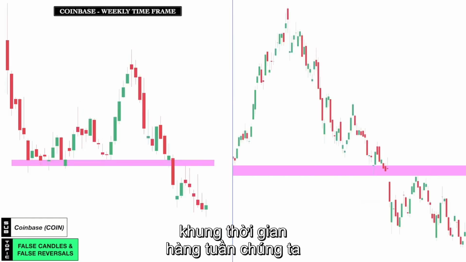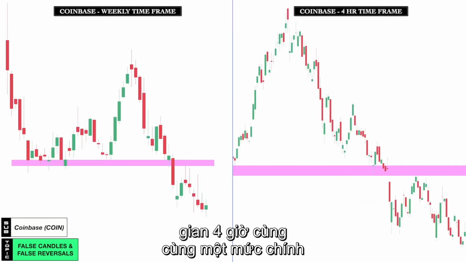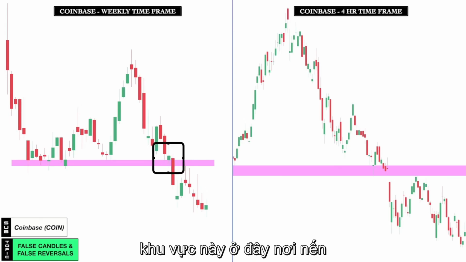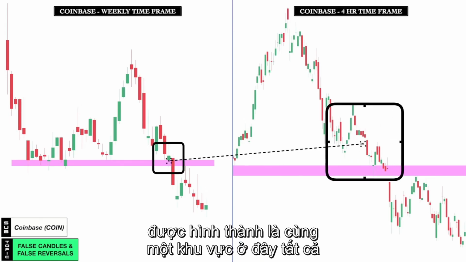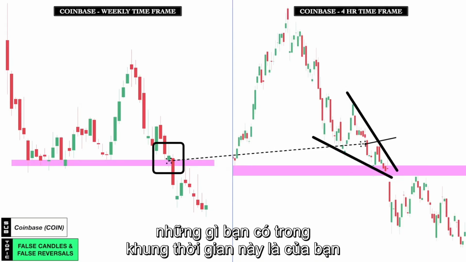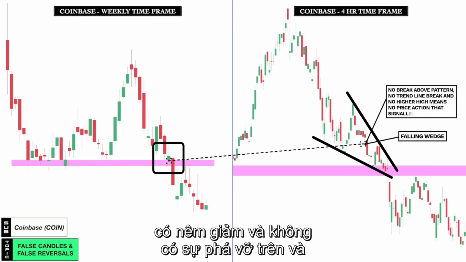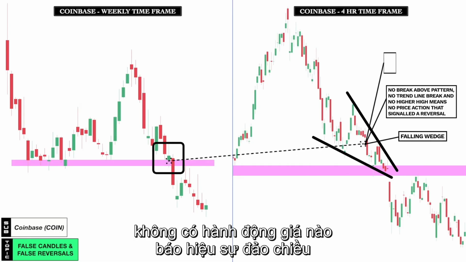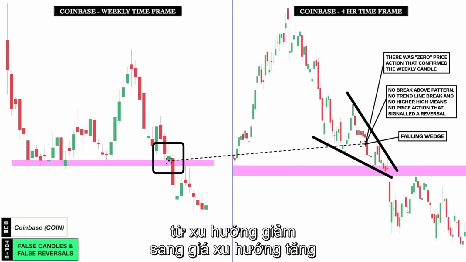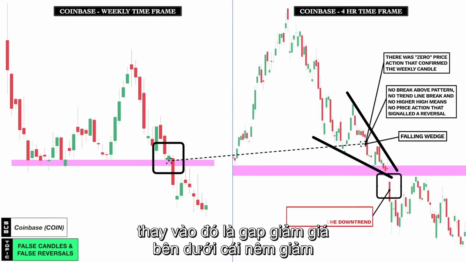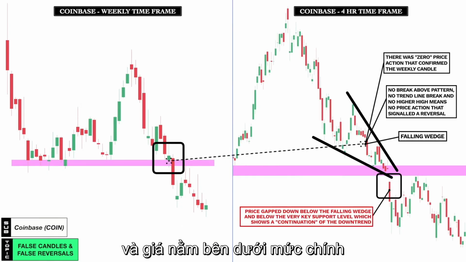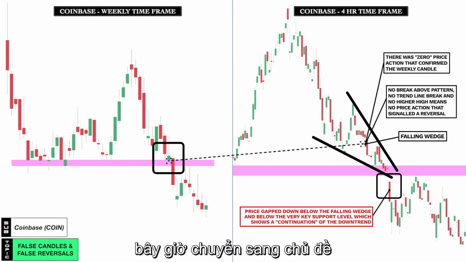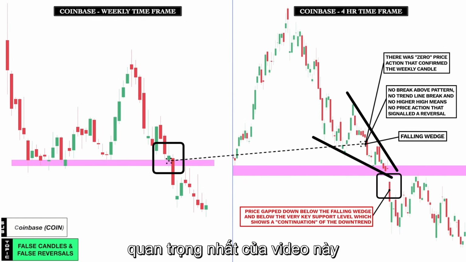On the left is the weekly time frame we just looked at, and on the right is the 4-hour time frame. Same key level, same downtrend. This area here, where the candlesticks formed, is this same area here. All you had on this time frame was your falling wedge, and without a break above, and without a break of the trend line, and without a higher high, there was no price action that signaled a reversal from a downtrend to an uptrend. Price instead gapped below the falling wedge and below the very key level, signaling a trend continuation down. Now, moving on to the most important topic of this video.